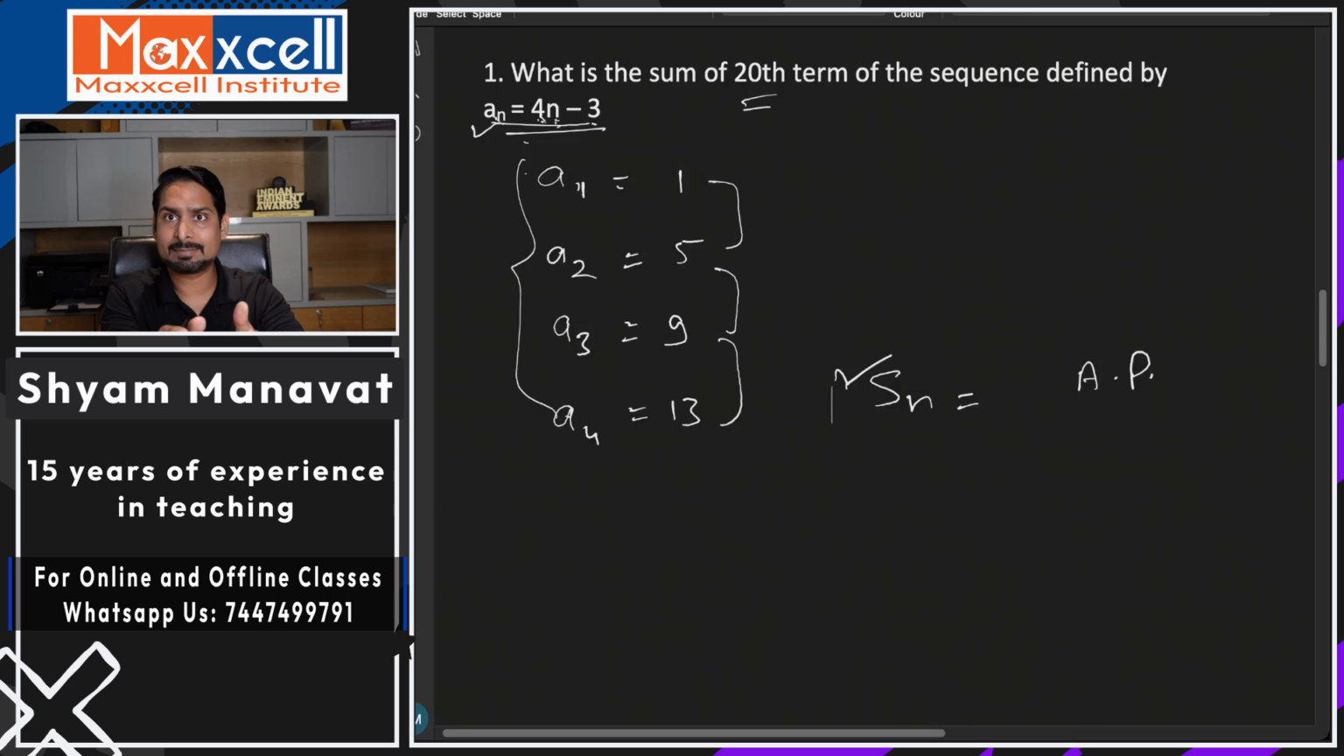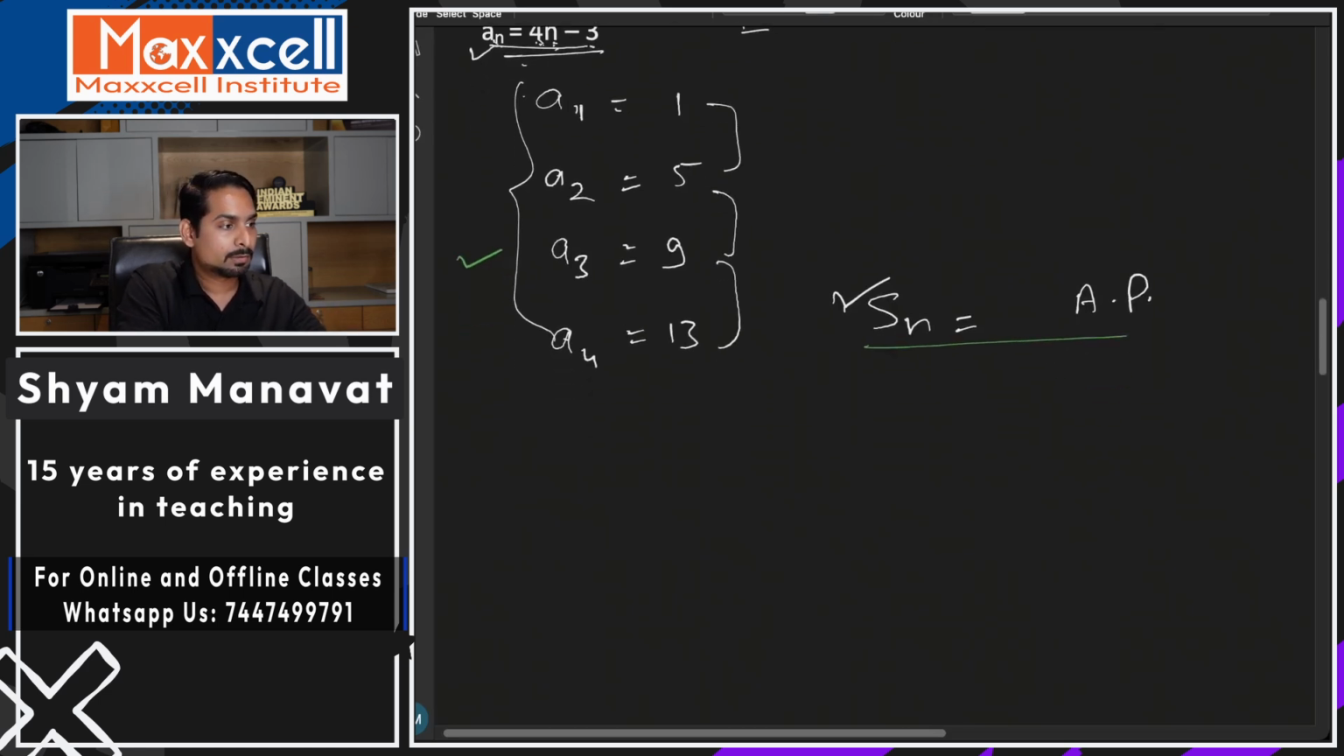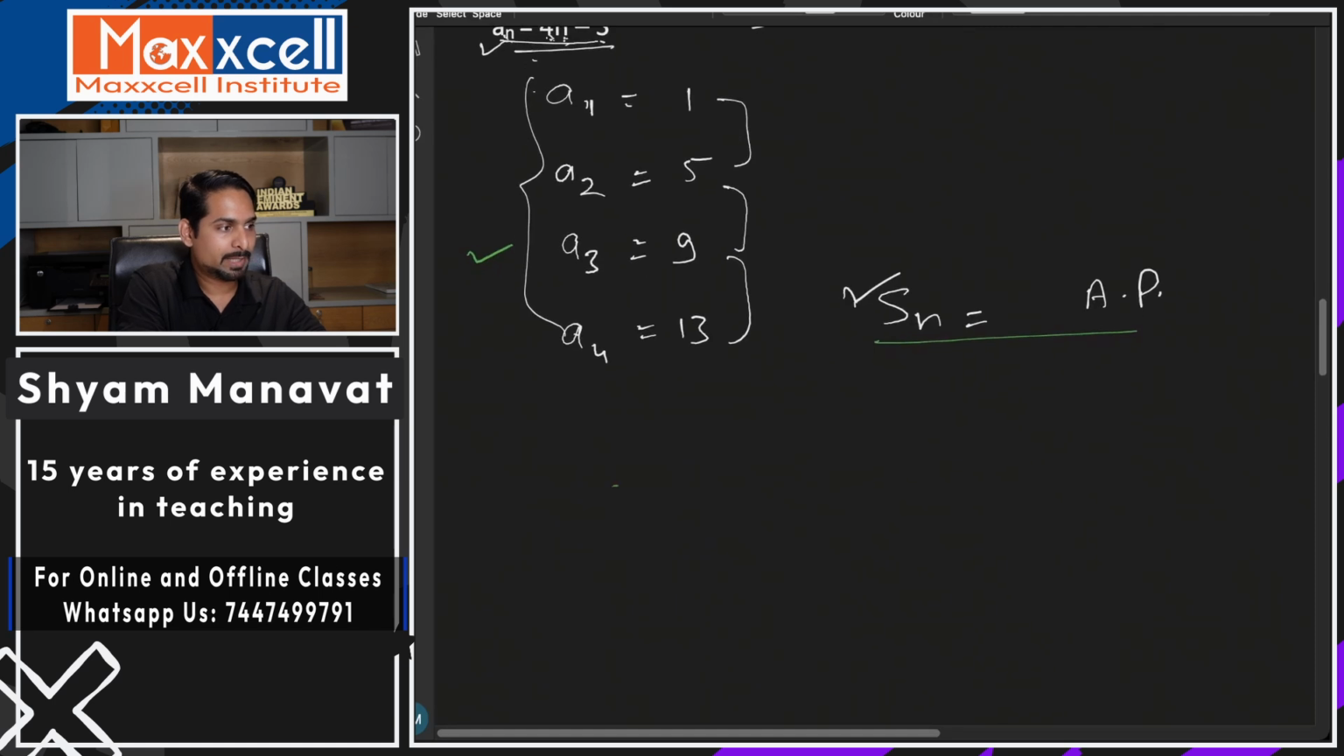In both cases the answer will be the same, but you will be able to learn how to apply the summation formula. So look at this. You know this method, right? AP method you know. Understand this method also. So you have the nth term as 4n minus 3.